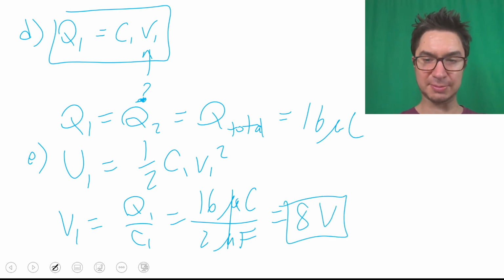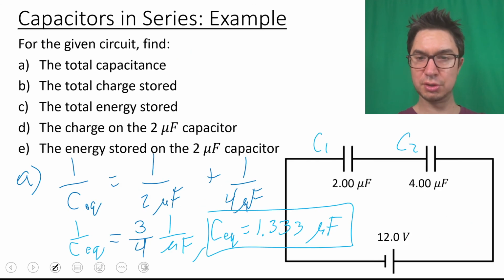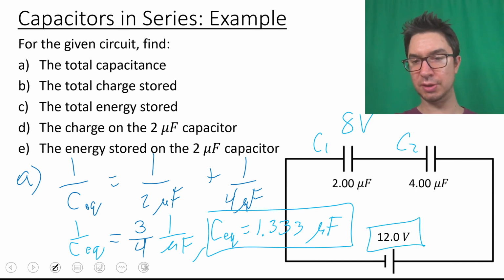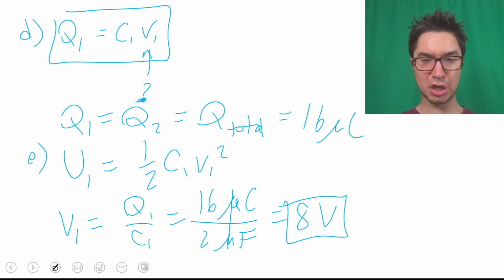Is it plausible that in this first capacitor we would drop 8 volts of potential? Certainly it is, because we had 12 volts to begin with. So it's very plausible that we would drop 8 volts in this first capacitor. And based on Kirchhoff's loop rule, if we drop 8 volts in the first capacitor, then we must drop 4 volts in the next capacitor. So that's very convenient as well. So we have found the voltage V1 to be 8 volts.